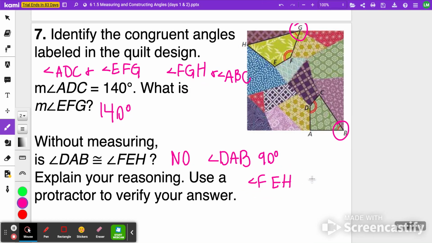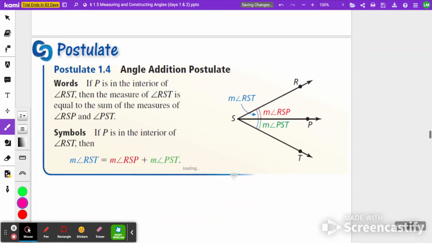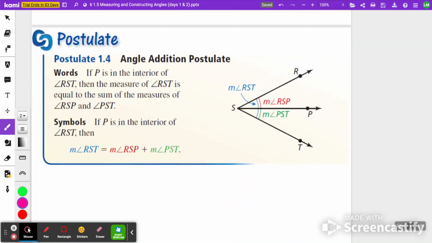I would even say it's maybe around 100 degrees. Okay, so they are not equal. Okay. The last little bit of items we want to talk about is our angle addition postulate.